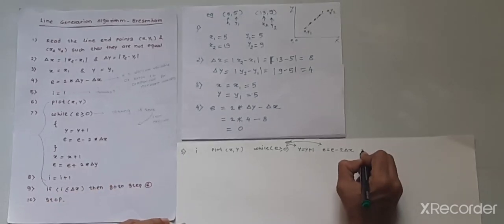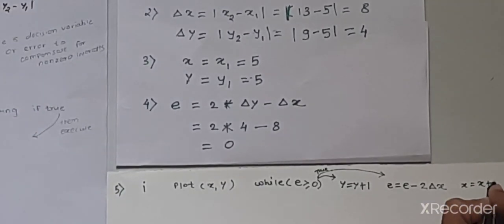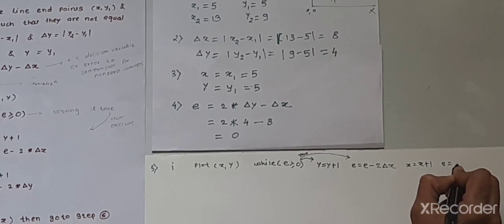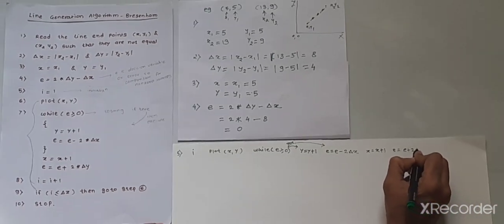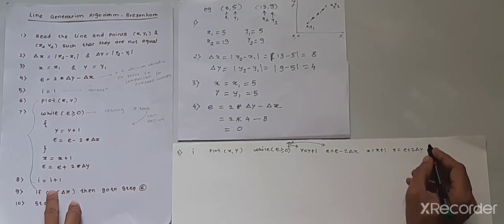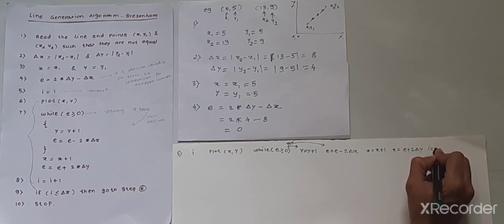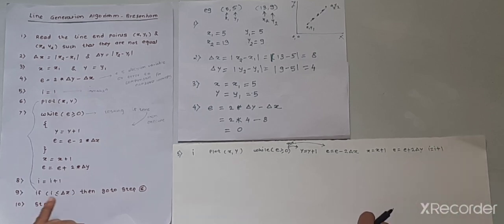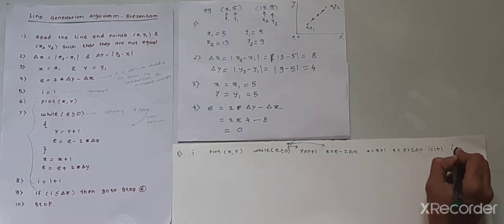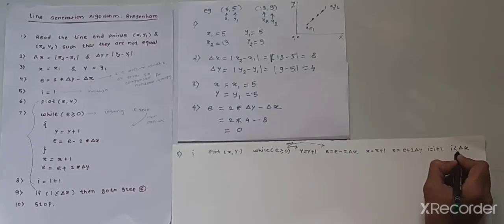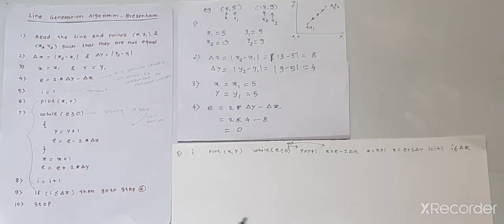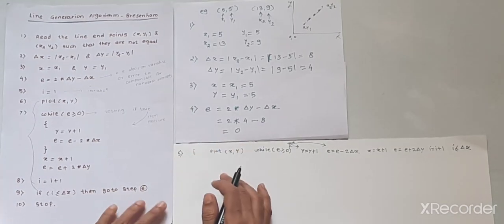That is, x is equal to x plus 1. E is equal to e plus 2 delta y. Next statement is I is equal to I plus 1. And last one is, we want to check the condition I is less than delta x or not. That means it is equal to also. Now let us start loop execution.